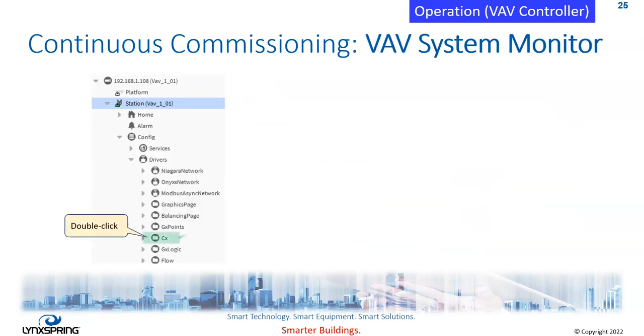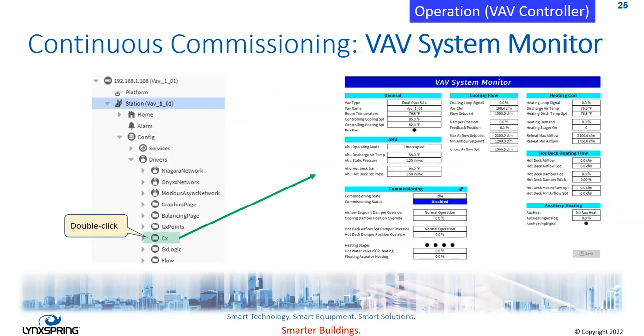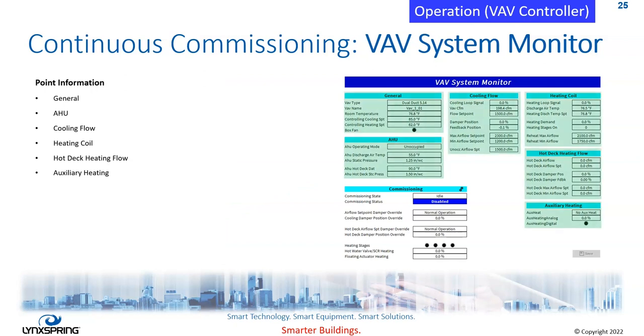Now, the VAV system monitor: again, if we double-click on the CX folder, which is under the driver's container of the VAV station itself, it's going to bring up the system monitor. The upper section is divided into 6 sections, which show the general information of the commissioning process. It'll show the air handler mode for the commissioning process, the cooling flow, heating coil, hot deck heating airflow if there's a hot deck, and any auxiliary heat.